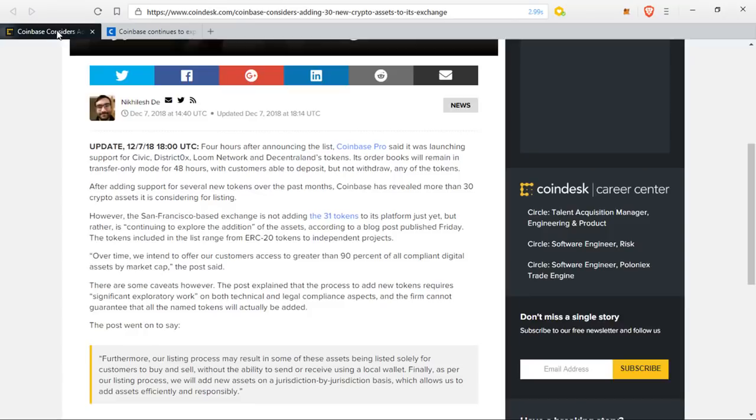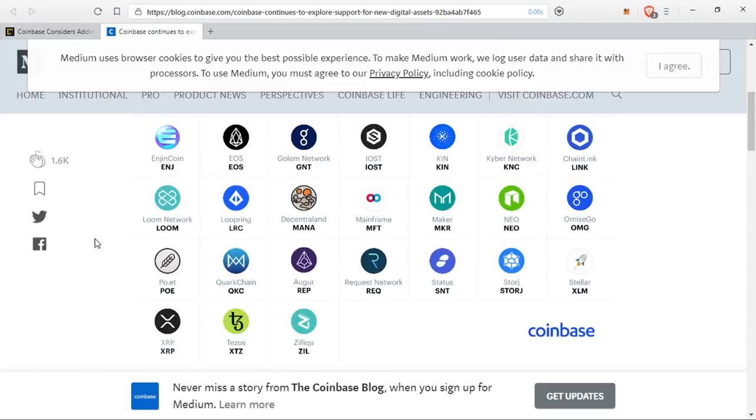If you read the article at the very beginning, it says after they announced this, Coinbase Pro said it is launching support for Civic, District 0x, Loom Network, and Decentraland. That's four coins at once. I think they're trying to desperately get away from the one coin thing. Maybe this is why they told us five coins before, because they were trying to space them out until they got regulatory approval to be able to add all of these other things.